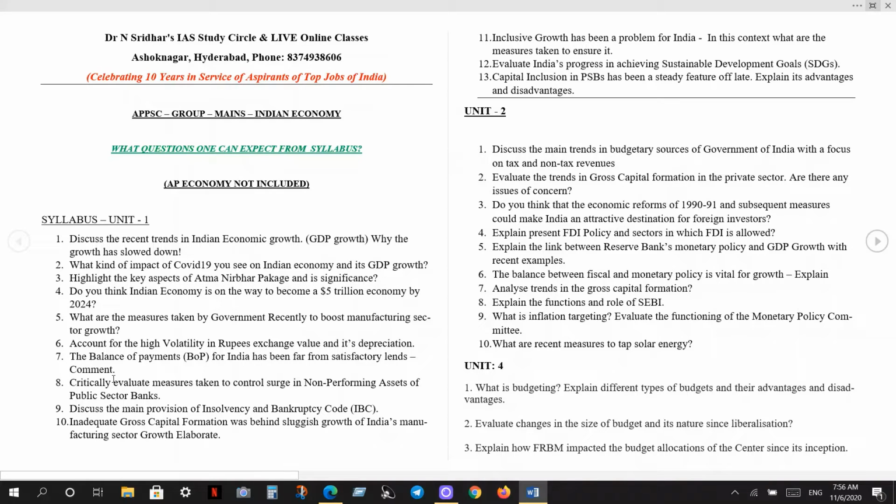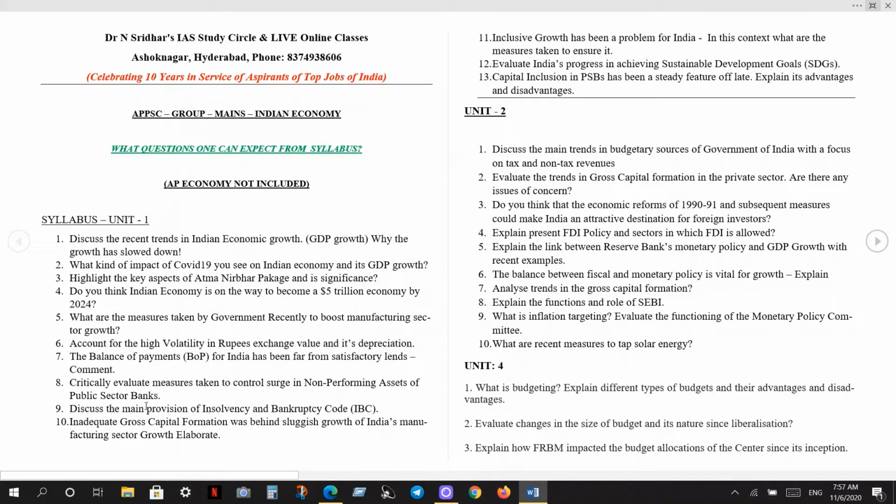Then non-performing assets of public sector banks, that has been a steady topic for many years now, and we know that the Insolvency and Bankruptcy Code, IBC, has also been put in place, and there are some suggestions being made to amend the SARFAESI Act also. We'll see that. Here, what is the quantum? First of all, what is the problem?